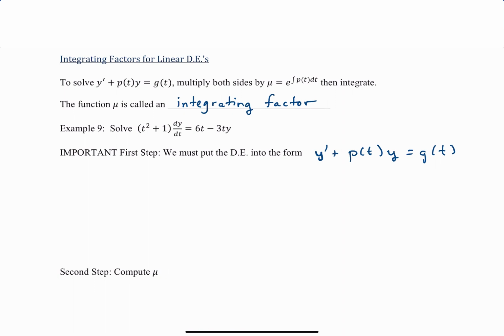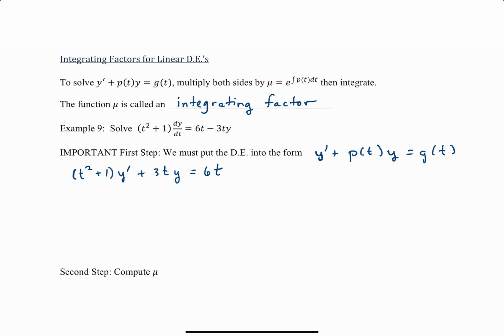I need to get all the y's over on the left-hand side, so let's add 3ty to both sides to get t squared plus 1, and I'm just going to call dy/dt y prime to streamline things. And then I'm adding 3ty to both sides, so I have equals 6t.